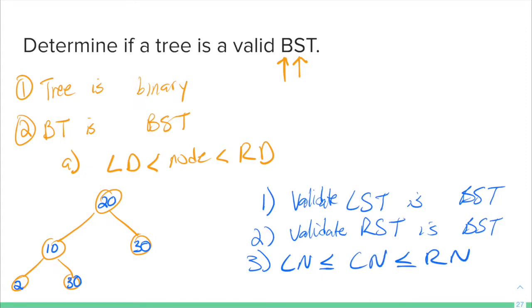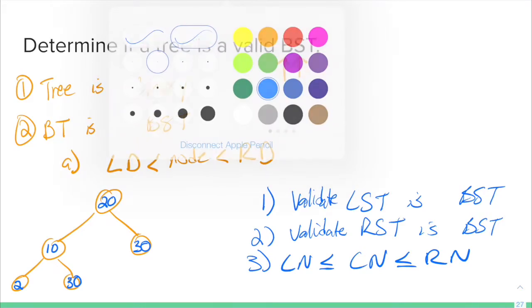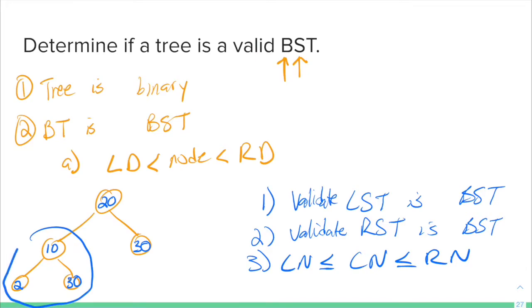Okay, so let's just check if this approach would work on some input. So here we can check that the left subtree is a binary search tree, and we see that 2 is less than or equal to 10, which is less than or equal to 30, which is great.